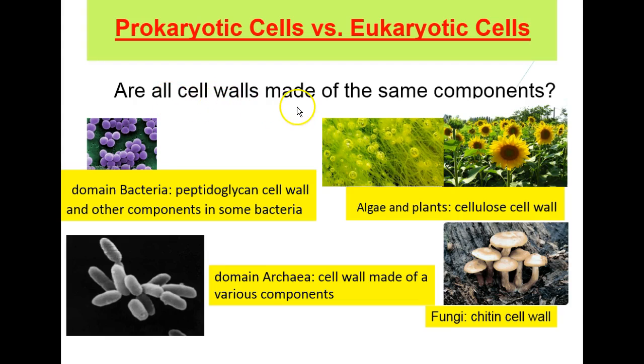Are all cell walls made of the same components? The domain bacteria have cell walls made mostly of peptidoglycan. In the domain archaea, the cell walls are made of various components, proteins, and polysaccharides. Algae and plants have cell walls made of cellulose. Fungi have chitin cell walls. Chitin is a polysaccharide.